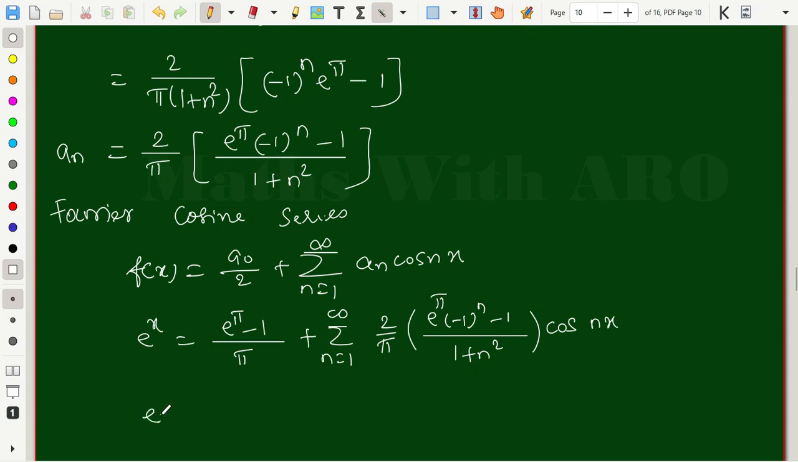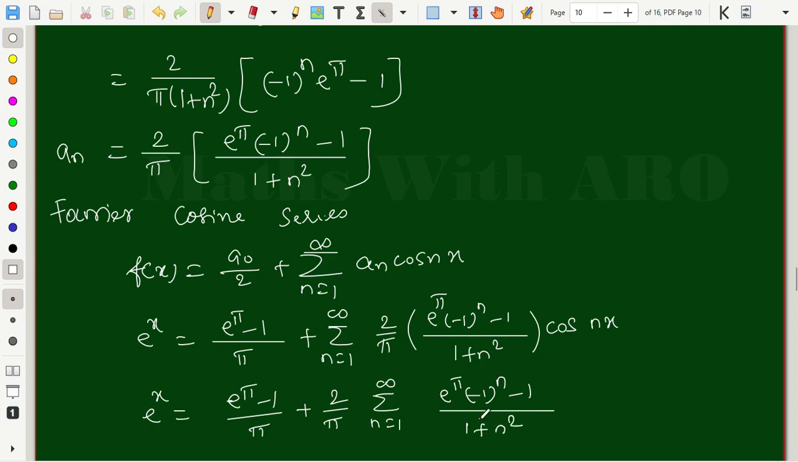Okay, the final answer: e power x is equal to e power pi minus 1 divided by pi plus 2 divided by pi, constant term, that means independent of n. Then remaining term, sigma n is equal to 1 to infinity of e power pi (-1) power n minus 1 divided by 1 plus n squared into cos nx.